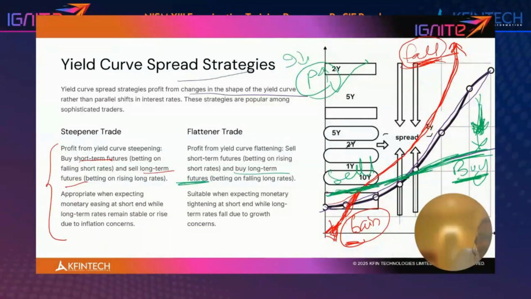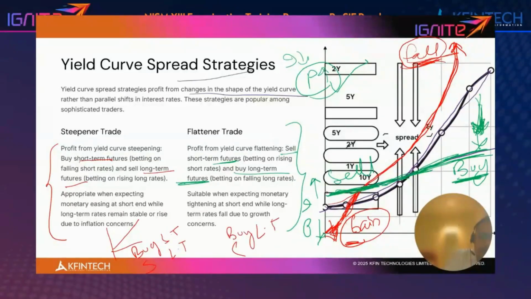And over here, the price will decrease because the interest rate is going up. The price will go down. You sell the short-term futures. So that is the whole idea, that if the yield curve steepens, you buy short-term, sell long-term. If the yield curve flattens, you buy long-term, sell short-term.